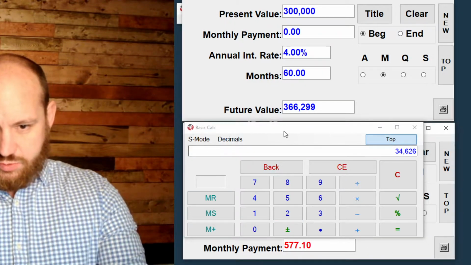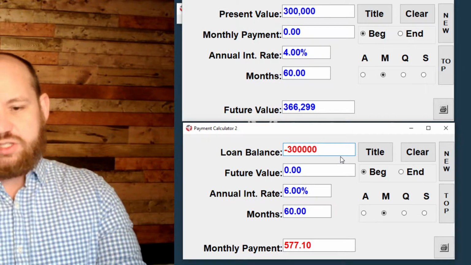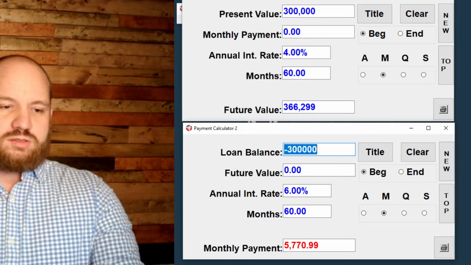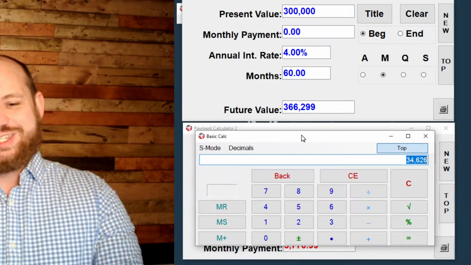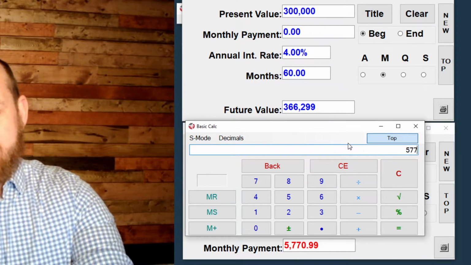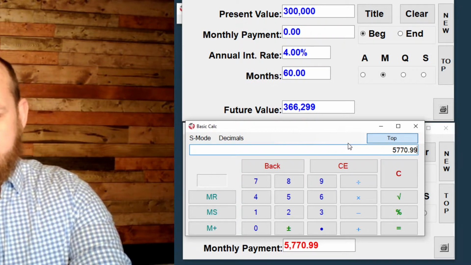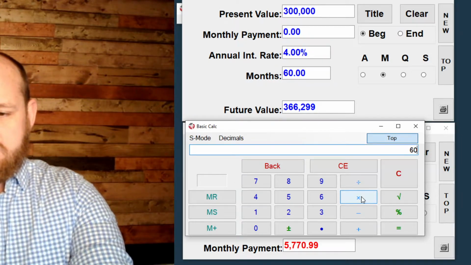Let's calculate what those monthly payments will be again. Make sure that I'm not doing anything crazy. This is paying it off over 60 months, so that payment's going to be fairly high, and we're going to change that here in a second also. Okay, times 60.